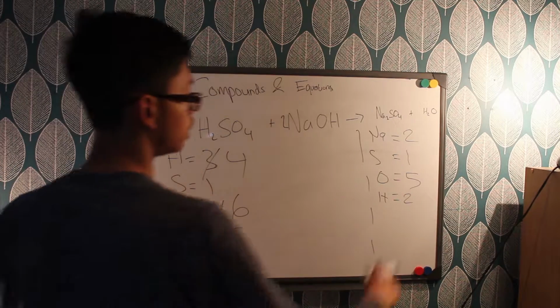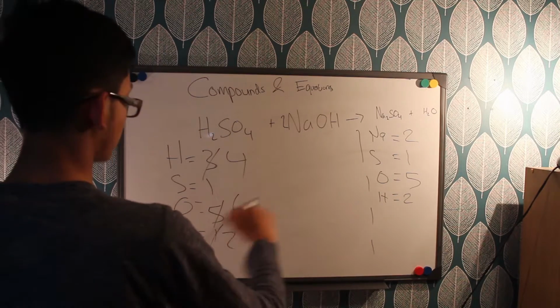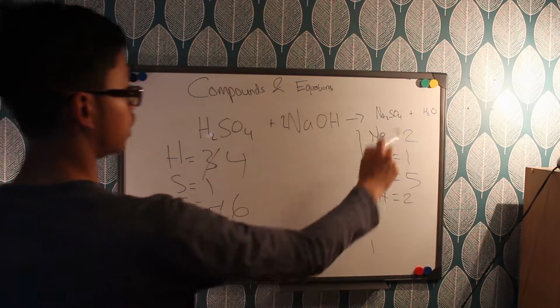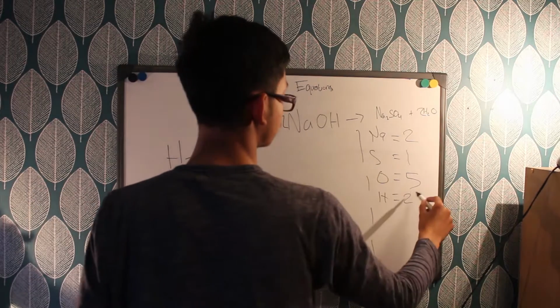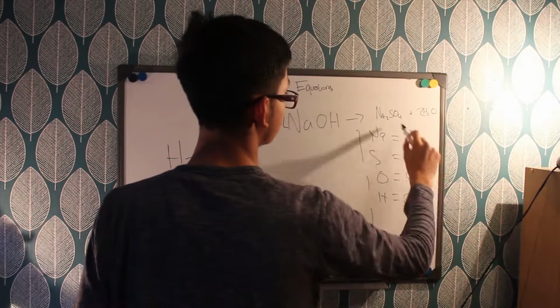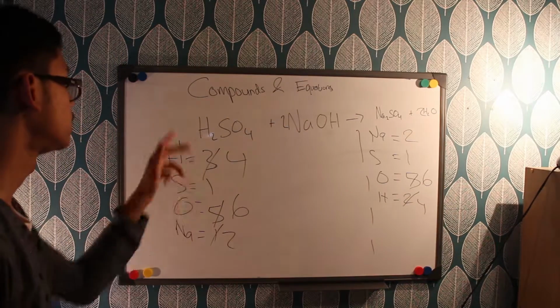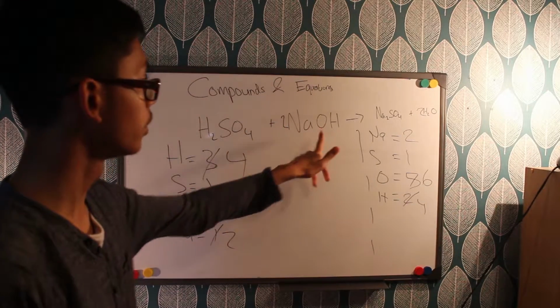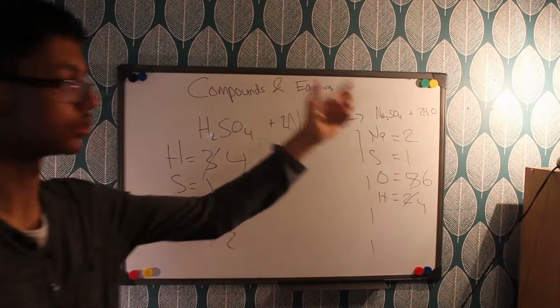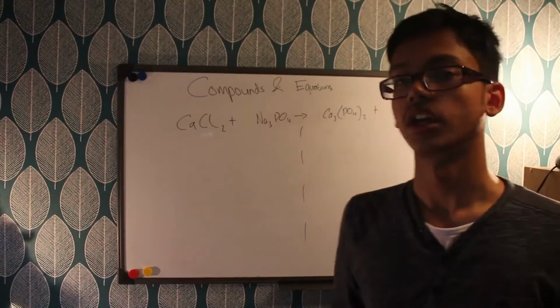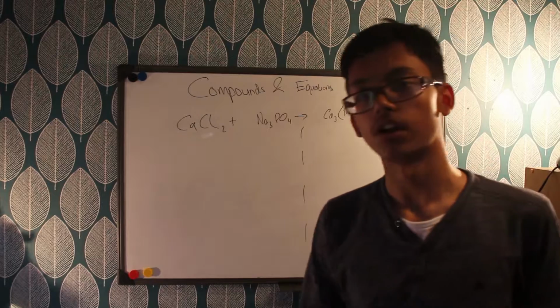Everything else is balanced. So we look at how we can multiply this to get to 4. We just times by 2, and everything else balances, so that's going to be 4. 2 plus 4 is 6, and that's balanced. So the final balanced equation will be H2SO4 plus 2NaOH leads to Na2SO4 plus 2H2O. That's a mouthful. Here we've got a bit of a harder question.